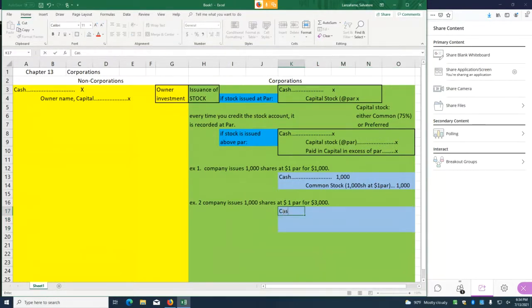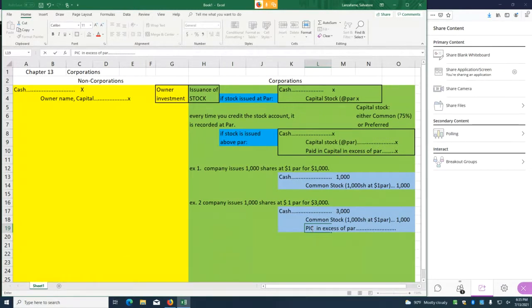So how much money did we get? We got $3,000. We now need to credit common stock for the par value. How many shares, 1,000 shares, at $1 par. Every time you credit common stock, it's always at par. Right now, my debit doesn't equal my credit. So obviously, my credit side needs a little extra help. And that's where that paid in capital, and you guys can abbreviate paid in capital if you want. You can write PIC, instead of paid in capital, just type PIC in excess of par. Save you a little bit of writing.